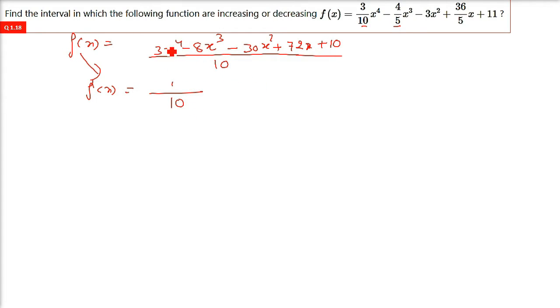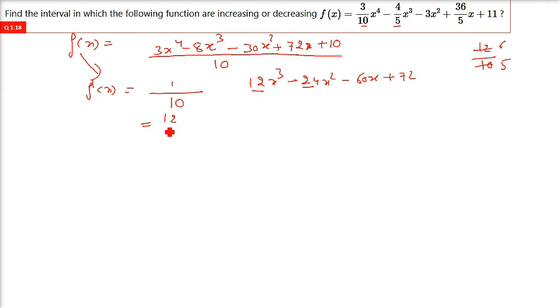And the 1 by 10, I am taking outside. When you differentiate this, I am differentiating now: 12x cube minus 24x square minus 6x plus 72. The last one, that was 110, is going to be 0. Alright. So what you can take outside, if you take 12 outside, because all the values which are in front of the x are divisible by 12. So when you take this 12 by 10 you can take outside. Even if you keep it, you can write it as 6 by 5.